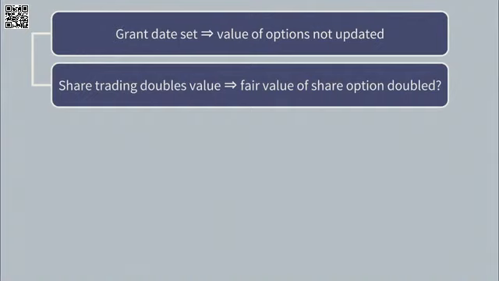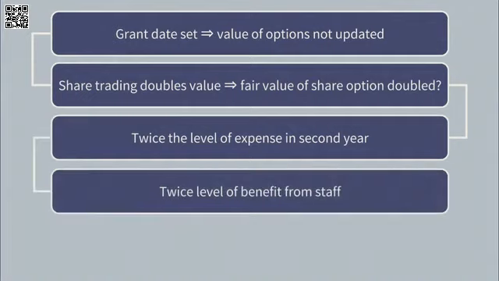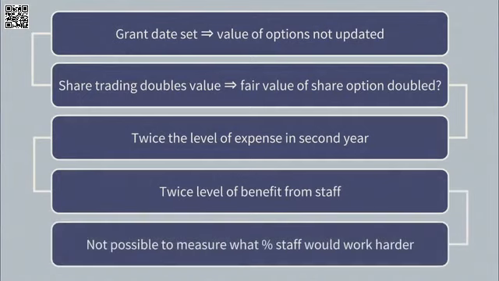However, if we went down this route, it would involve recognising twice the level of expense in year 2, and effectively, we would be saying that we had received twice the level of benefit from our staff. It is true to say that staff would not work twice as hard if the share price doubled, and that it is not possible to measure what percentage staff would work harder in correlation with movements in share price.